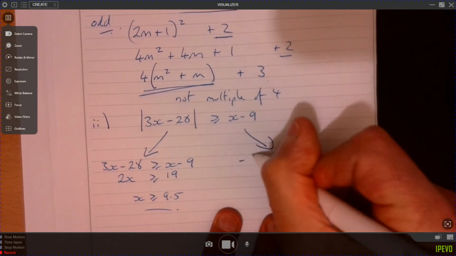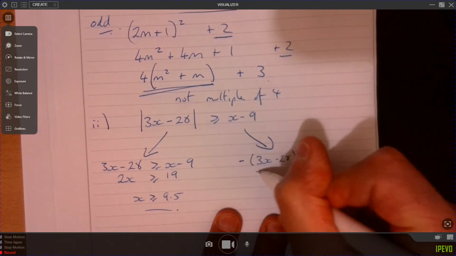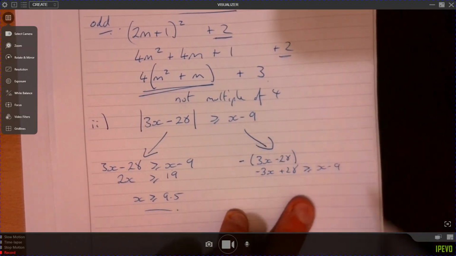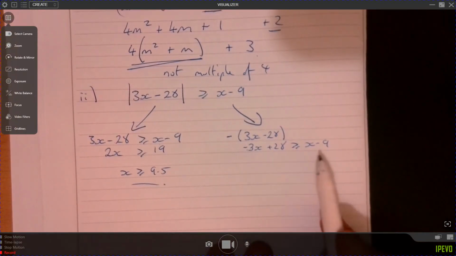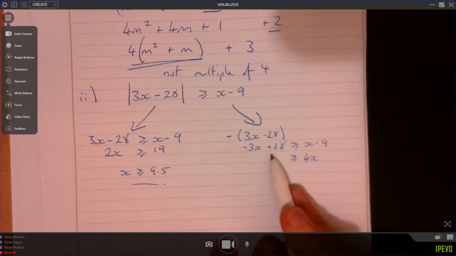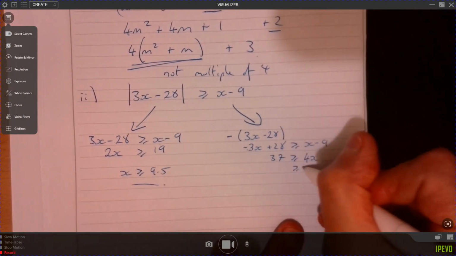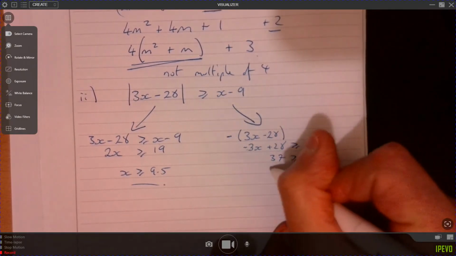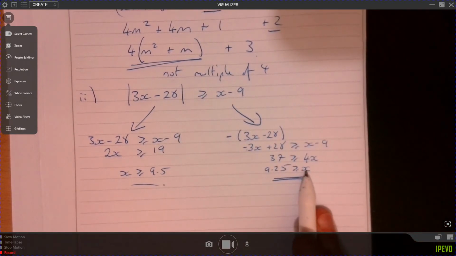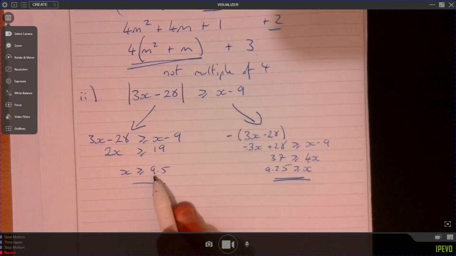Now let's think about, well, what about if this was a negative? So in other words, it was minus (3x minus 28). So that's minus 3x plus 28 being more than or equal to x minus 9. The easiest thing to do here, add 3x to both sides. Get 4x there. Add 9 to both sides. We're going to get 37. Divide by the 4. We get 37 over 4, which is 9.25. So x is less than or equal to 9.25, or more than or equal to 9.5.